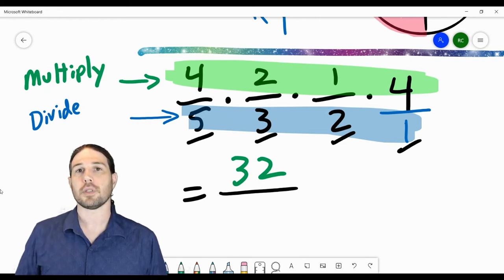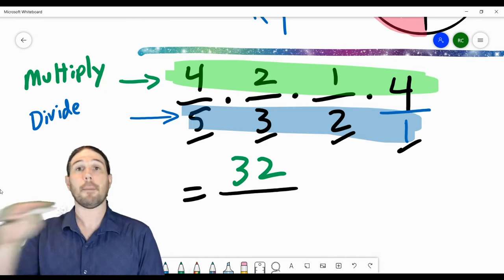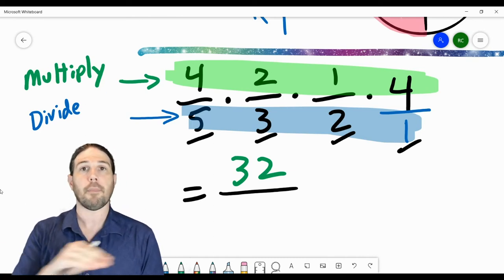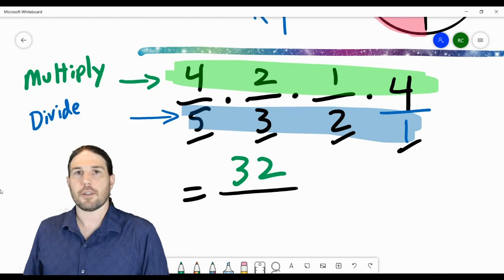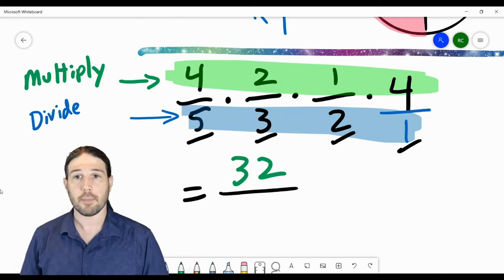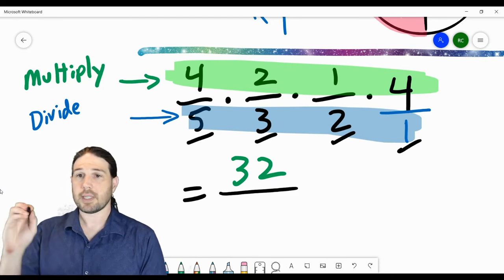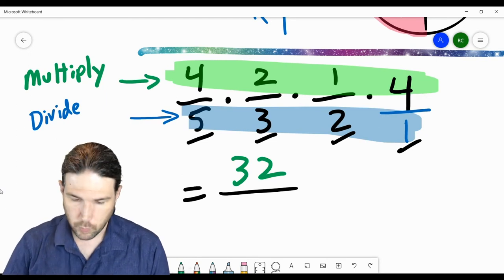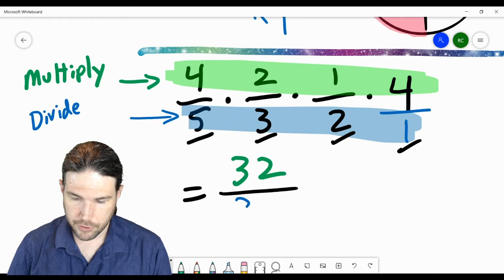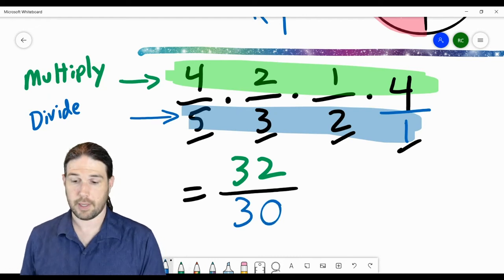So I choose to multiply all of the top bits and multiply all of the bottom bits, and then we can deal with the fallout afterwards. So on the bottom, we get 5 times 3 is 15, times 2 is 30. We get 32 over 30.